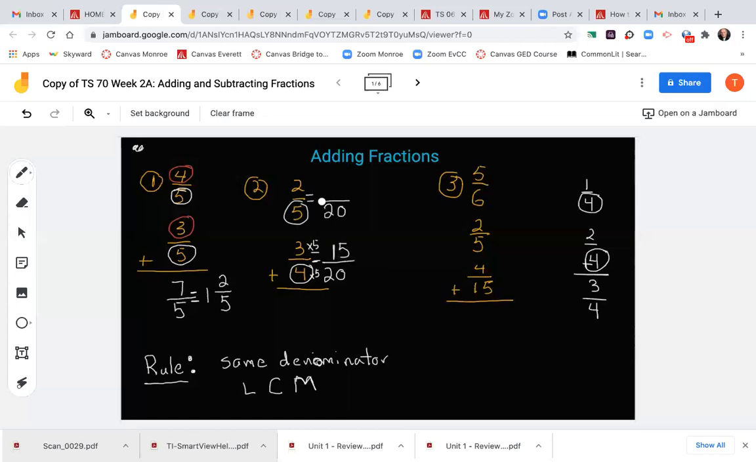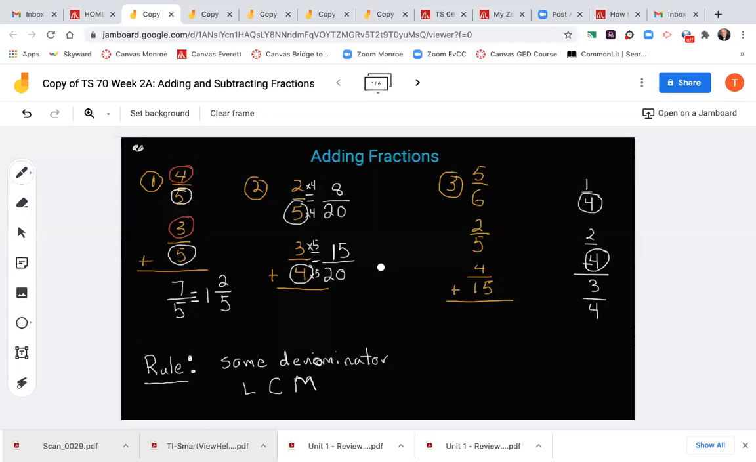All right, let's go to the top fraction here. 2/5 equals something over 20. I'm asking myself this question: what did I multiply 5 by to make it become 20? I must have multiplied this times 4 here, okay? So whatever I did to the bottom, the denominator, I got to do to the numerator, the top. 2 times 4 is 8.